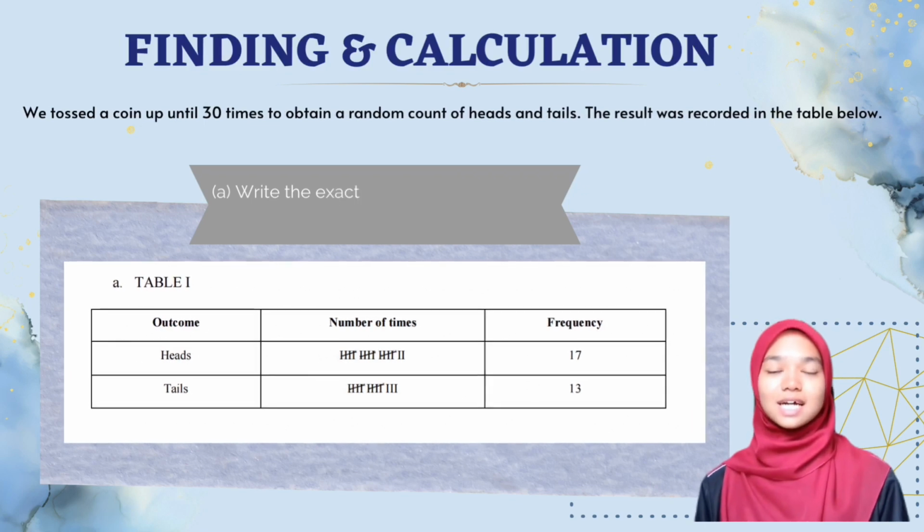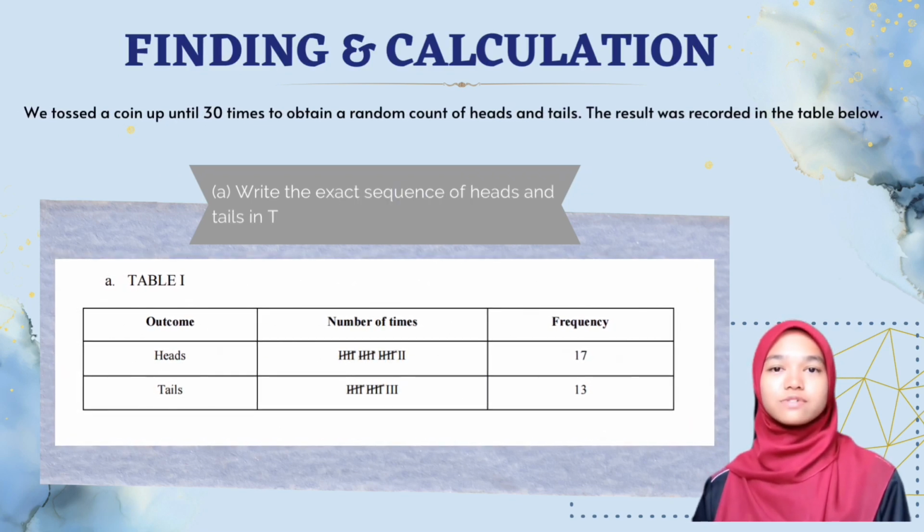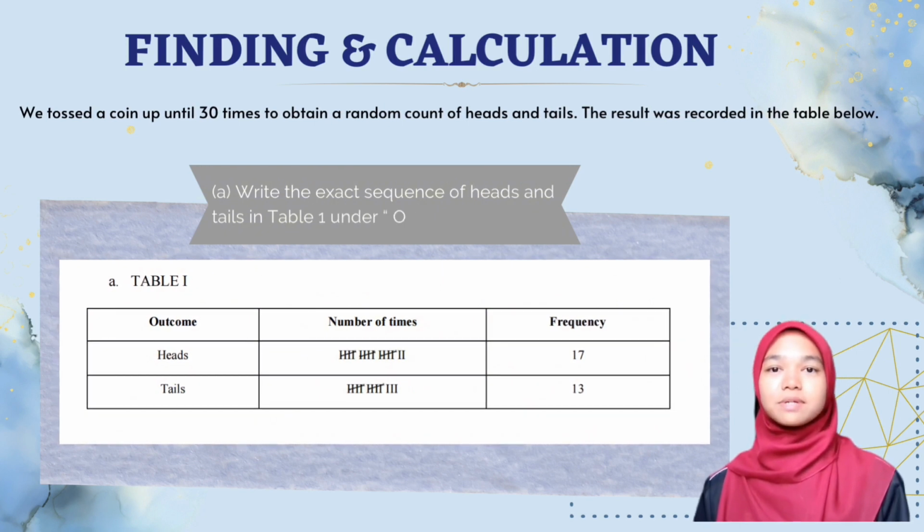Now, let's discuss question A. As you have seen from the previous coin toss video, this is a table that shows the result of getting heads and tails for 30 times. From the table, the result of getting heads is 17 times, while the result of getting tails is 13 times.